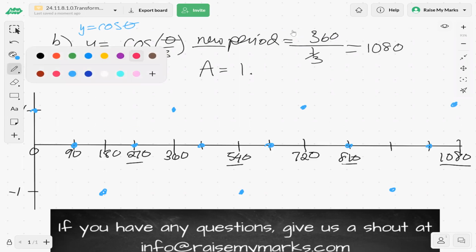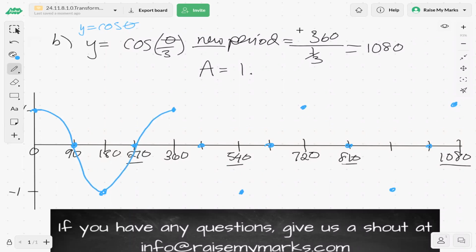All right, so now let's consider our stretched function. So one cycle, why don't we actually draw this in? All right, so this is one period of our parent function, y equals cos theta. Our transformed function, we're taking this one period and we're stretching it out over 1080 degrees. Again, when theta equals 0, our cosine value is 1, its maximum.